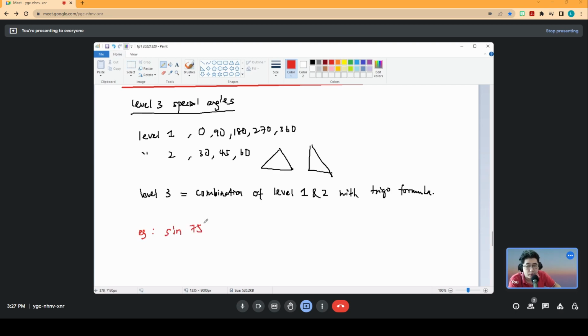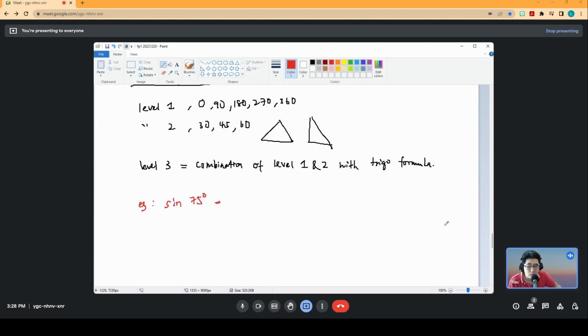sine of 75 degree. Of course we have no idea what value sine of 75 degree is, especially if we want to write it in the exact form. You can press the calculator, but the calculator may give you decimal places. Over here we want to find the exact form. So maybe I change it into a form of 30 plus 45. You can see that 30 is from level 2, 45 is from level 2. Then I use my formula, sine 30 cos 45 plus cos 30 sine 45.